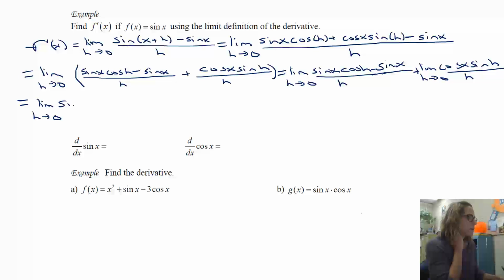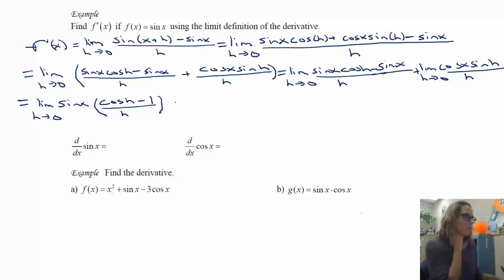So now I have sine x, and then, not surprisingly, what I'm going to do is factor that out. So I just have cosine h minus 1 over h.